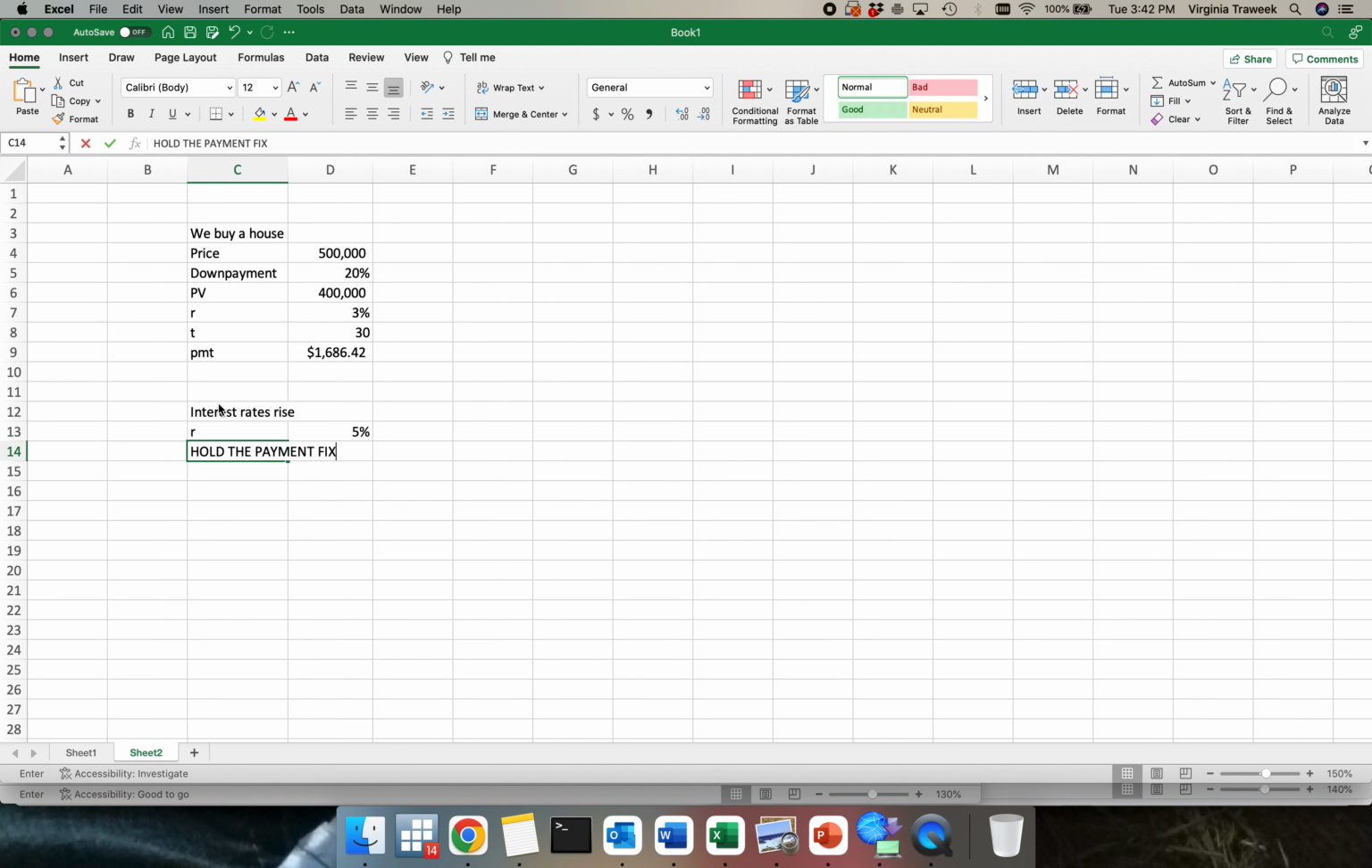Hold the payment fixed. Because for most people, what they're putting down, they'll have some 20% down payment, but really what they're trying to target is this monthly payment, and they are trying to figure out how much they can afford. All right, so with the same payment, the question is, how much of a mortgage can I afford?